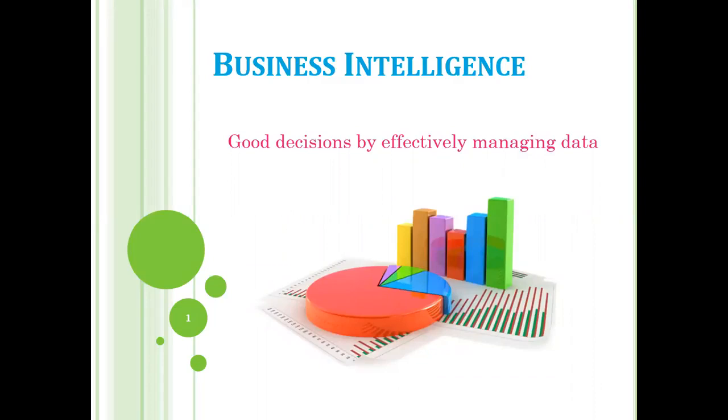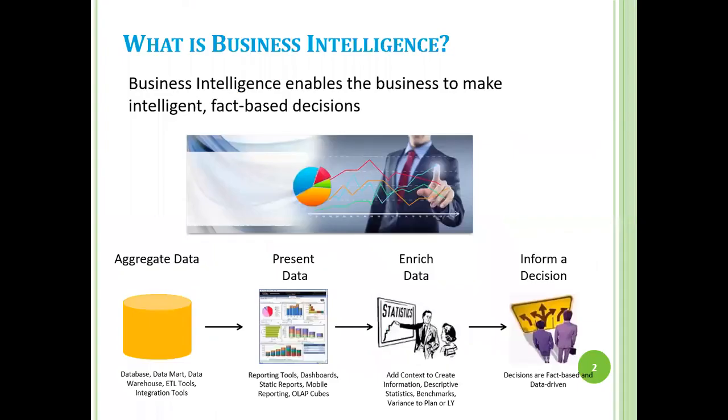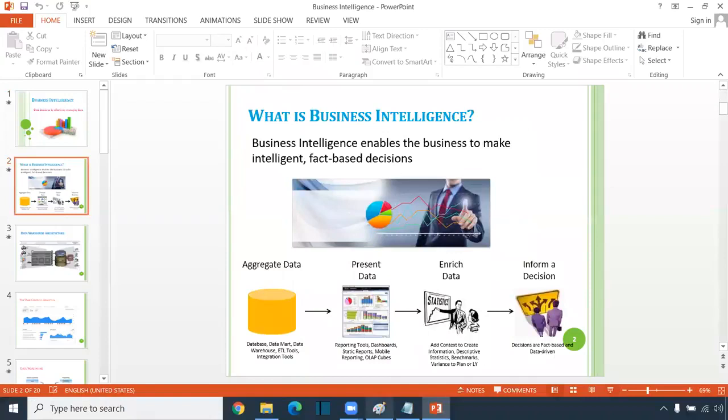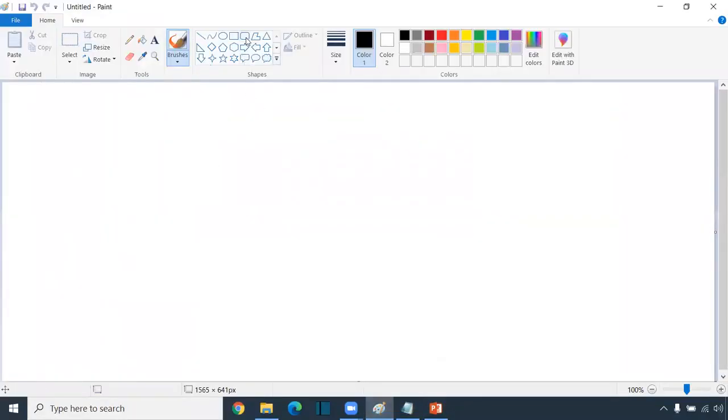Business intelligence is nothing but at the end of the day, they have to run the business in an effective way, making good decisions by effectively managing the data. If you consider the organization, it will have a huge volume of data and they will be collecting the data from heterogeneous sources. So they have a lot of different applications. The data is coming from different applications.